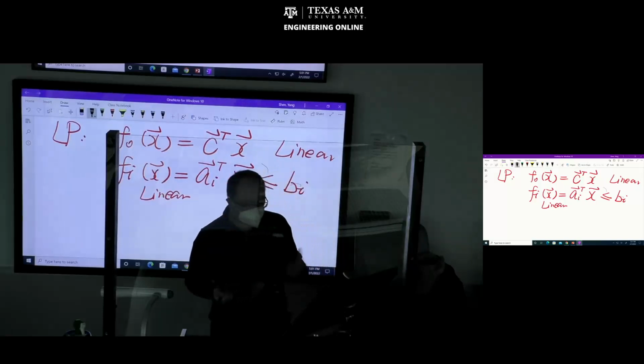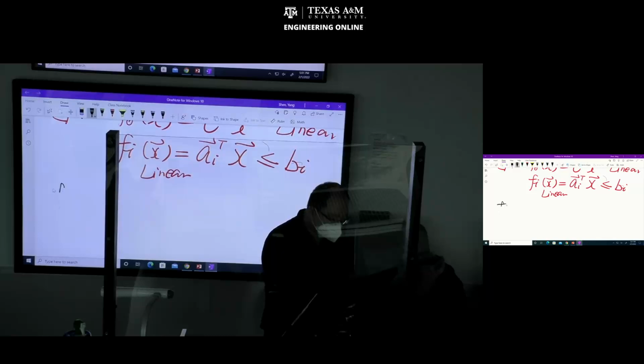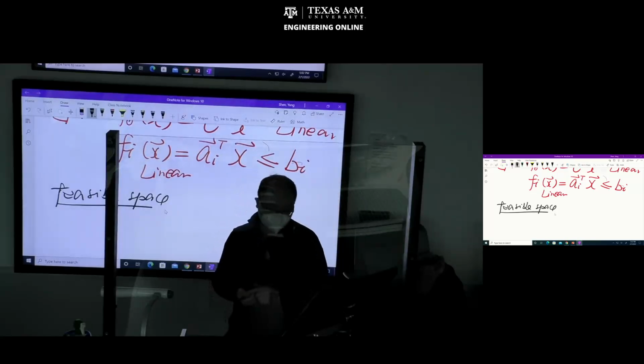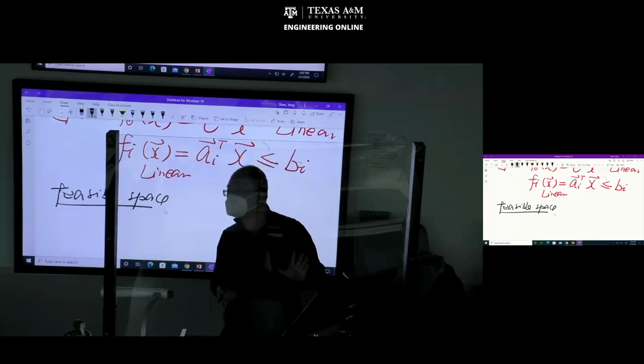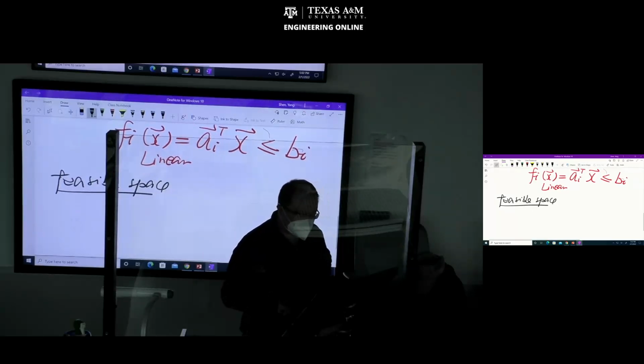So what's the feasible space like? So our question first is, what's a feasible space like? Because right now you're not fully convinced that this is a convex optimization, okay? So the linear function is both convex and concave, so that's not a problem, okay? So now let's look at the feasible space.